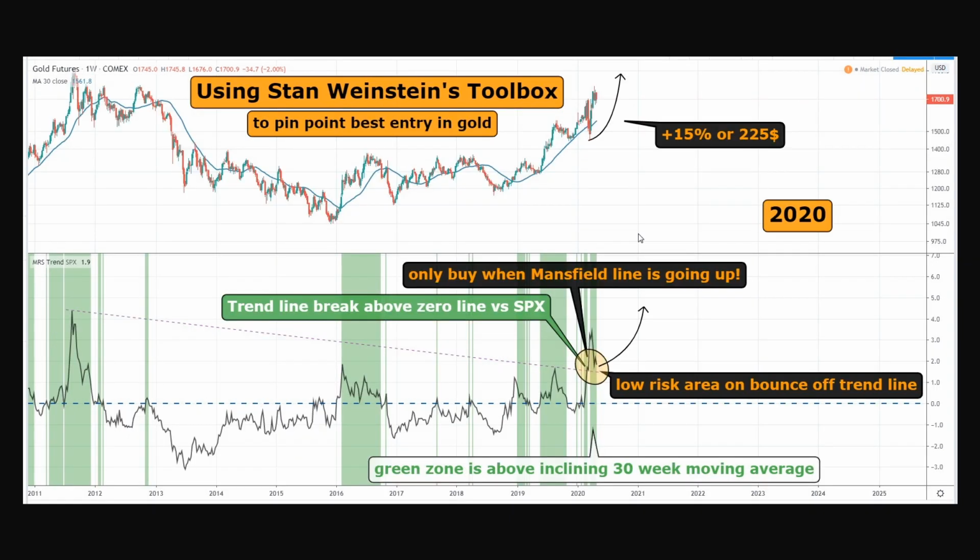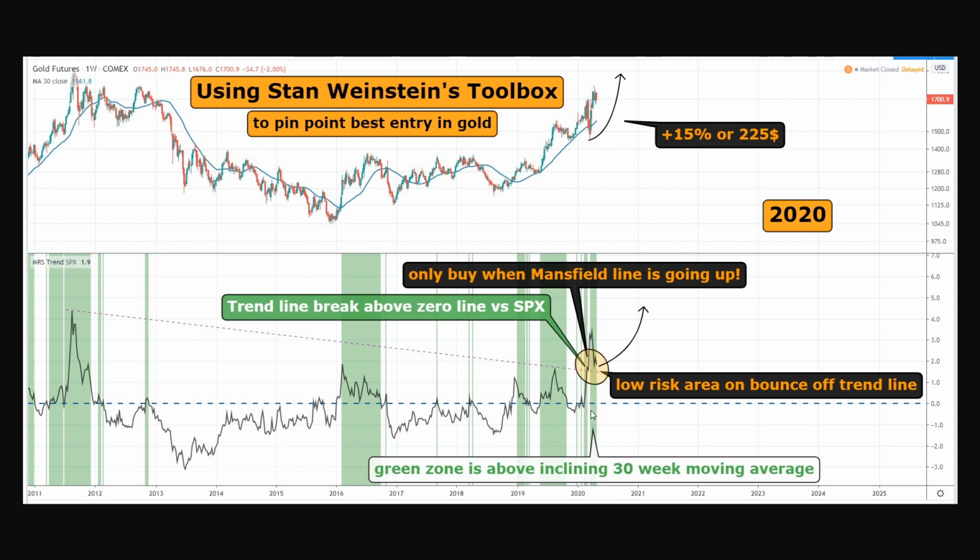All right. But what about today? So now we want to know, is gold outperforming SPX? Because if gold's not outperforming SPX, might as well stay with the SPX, right? Trend line break above, we're in a green zone.